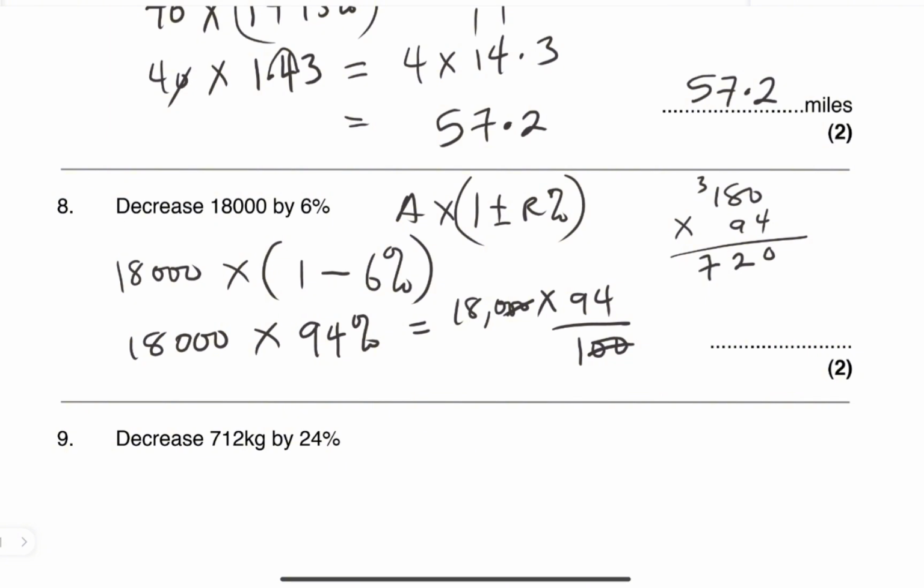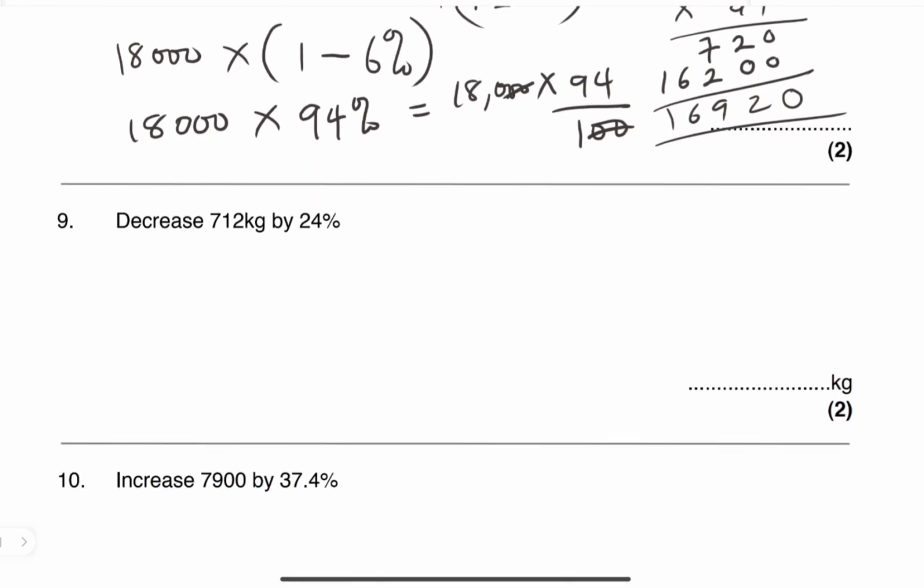Plus 3 is 7. Then we add a 0 here. 9 times 0 is 0. Then 9 times 8 is 72, 2 here. 9 times 1 is 9 plus 7, that would be 16. Then we add. So this will be 0, 2, 9, 6, and 1. So that's 16,920 after decreasing by 6%.